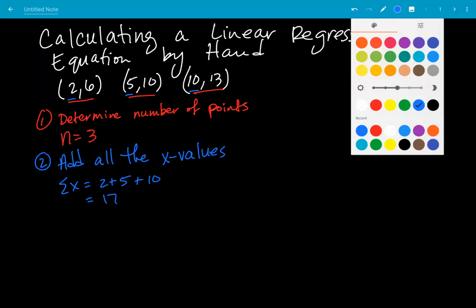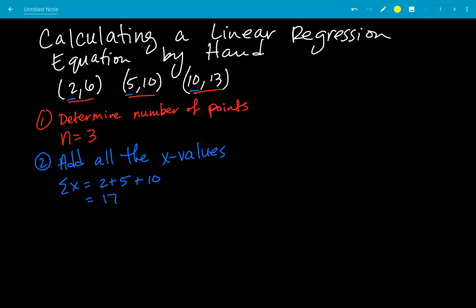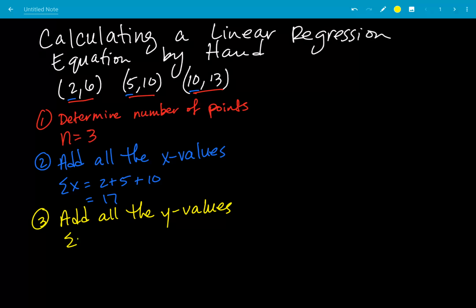My step 3 is going to be add up all the y values. So my sum of y is going to be 6 plus 10 plus 13. So this would be 29.